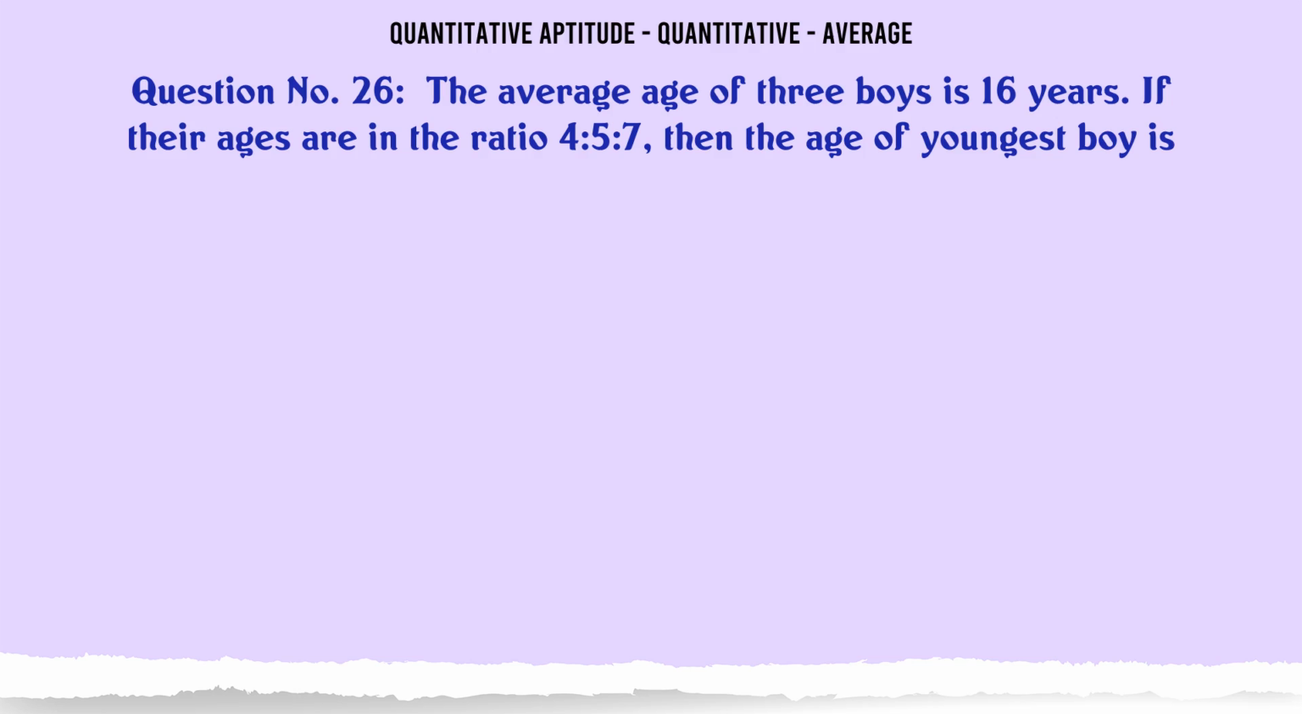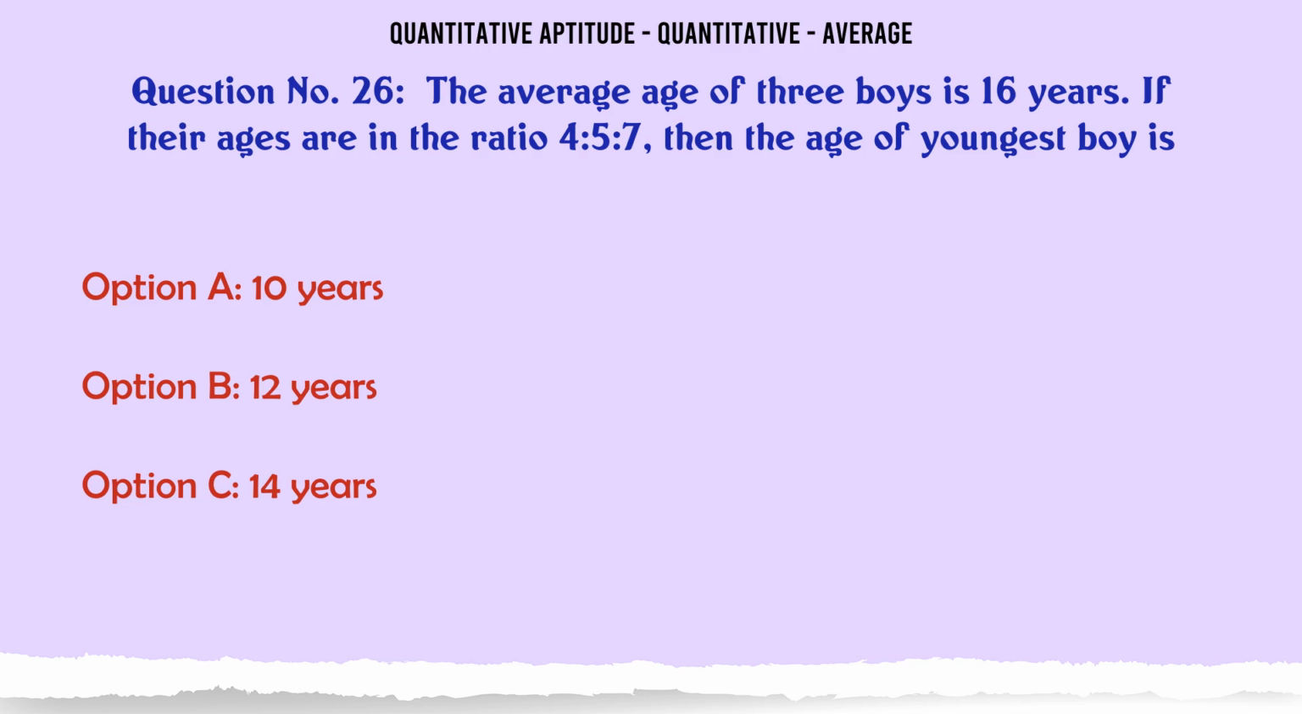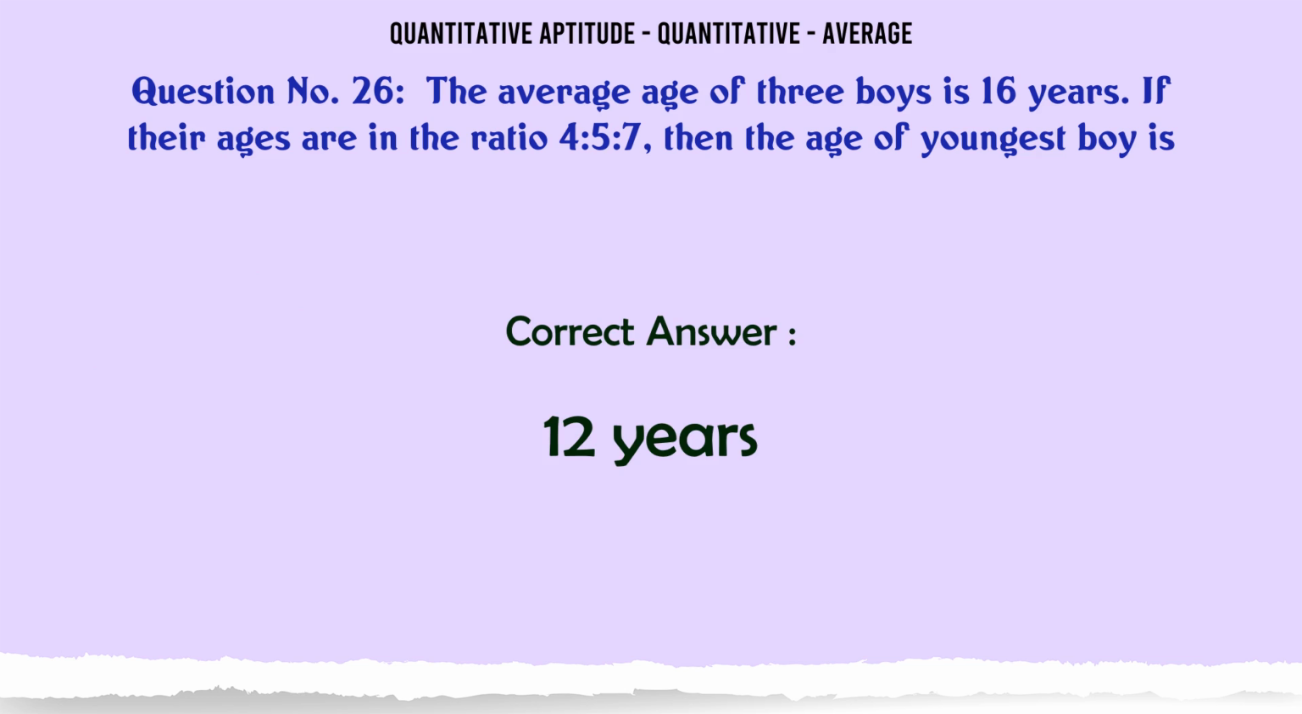The average age of 3 boys is 16 years. If their ages are in the ratio 4:5:7, then the age of the youngest boy is A 10 years, B 12 years, C 14 years, D 15 years. The correct answer is 12 years.